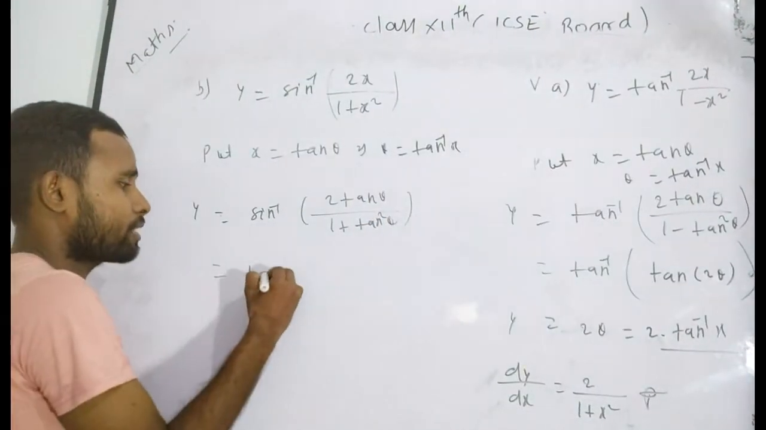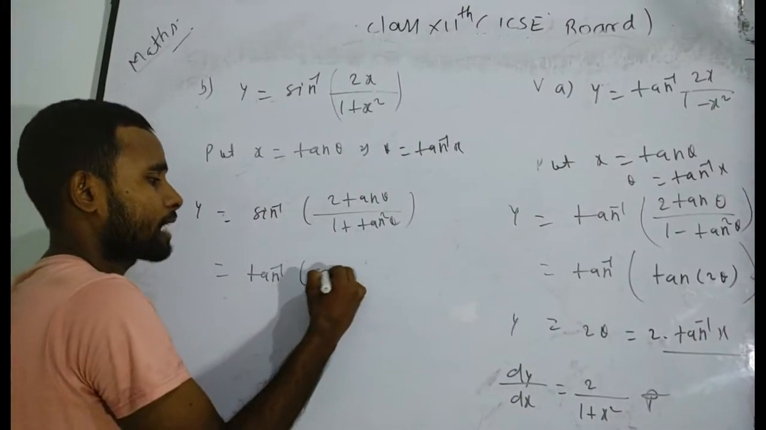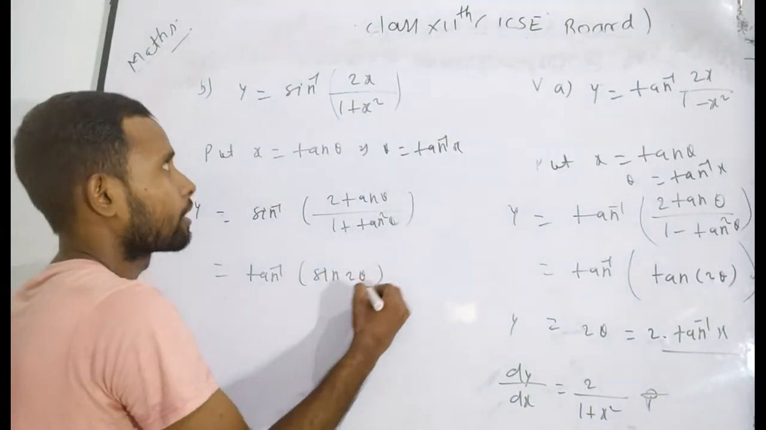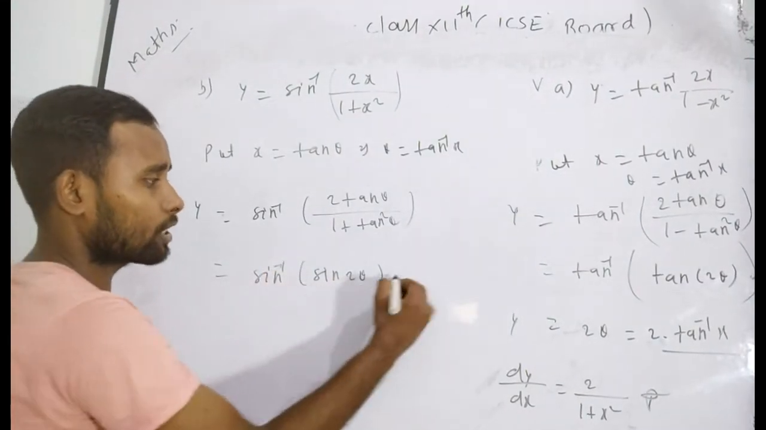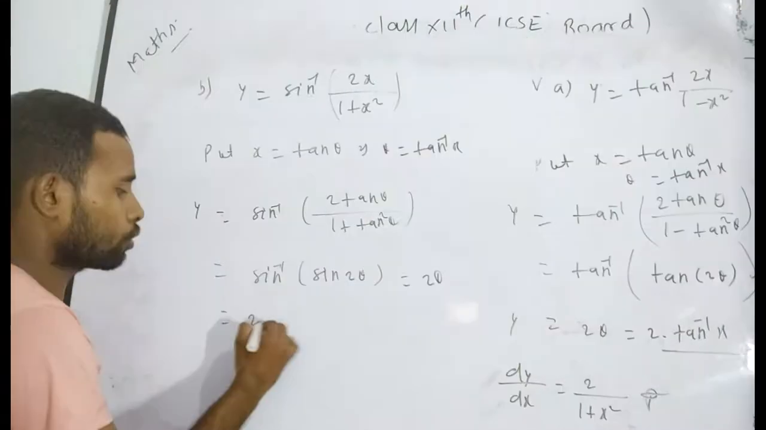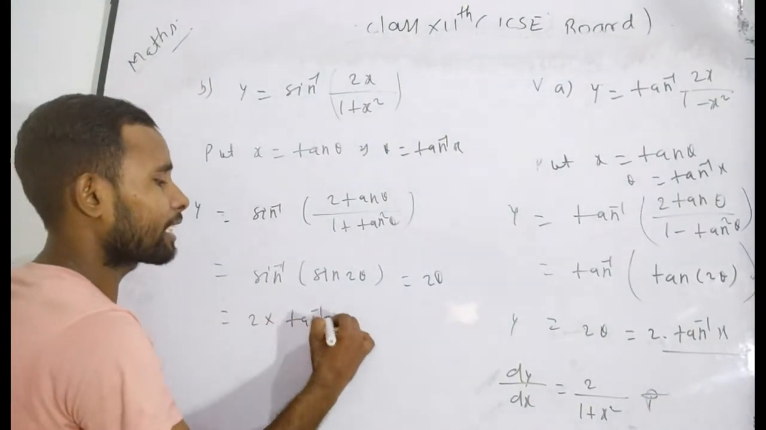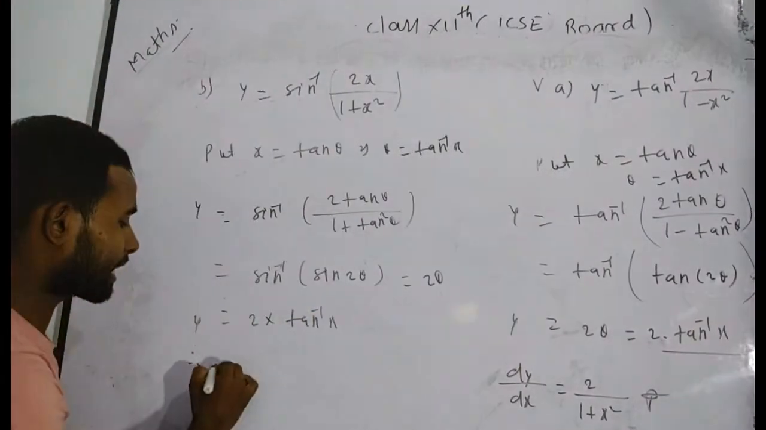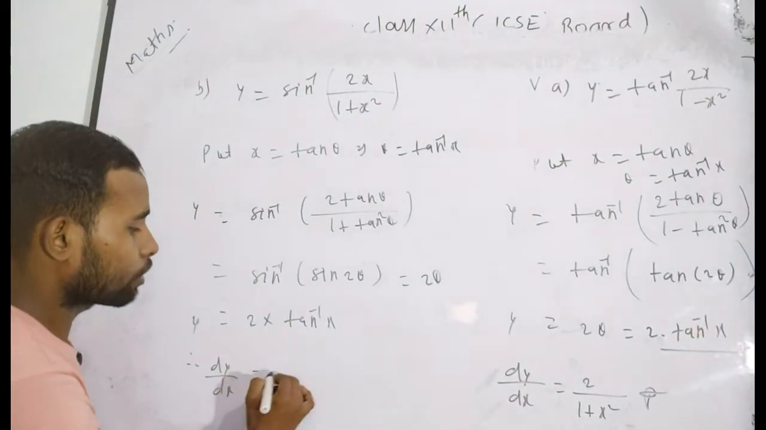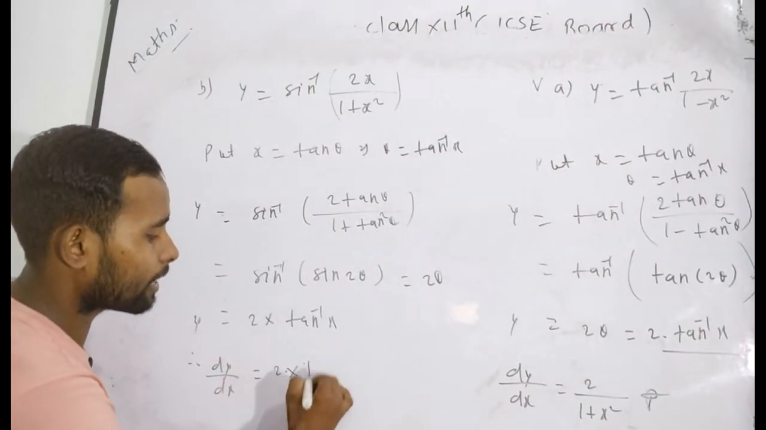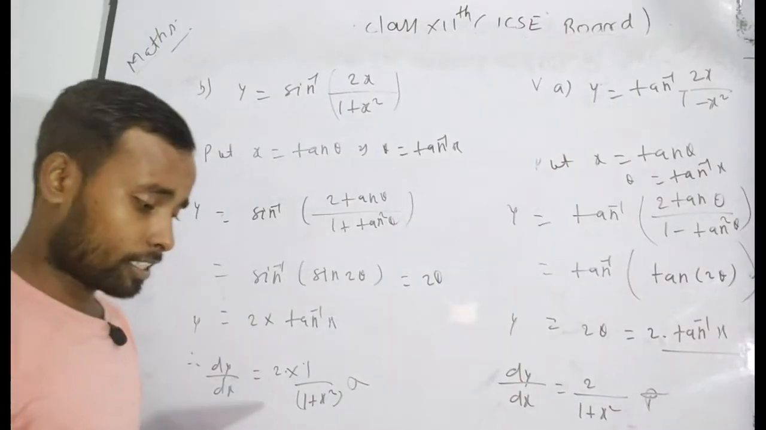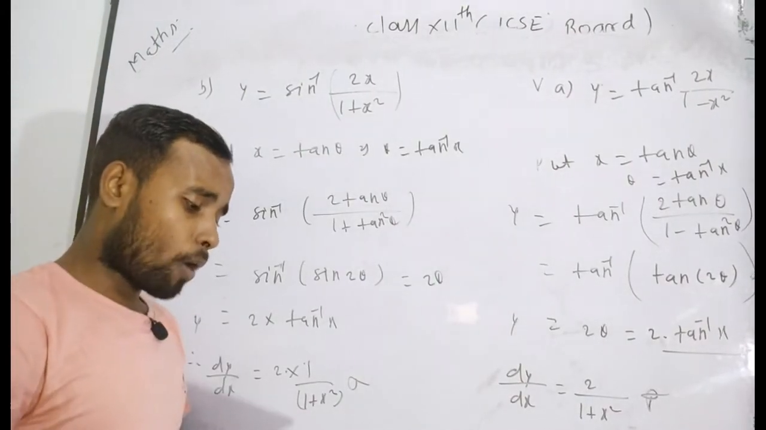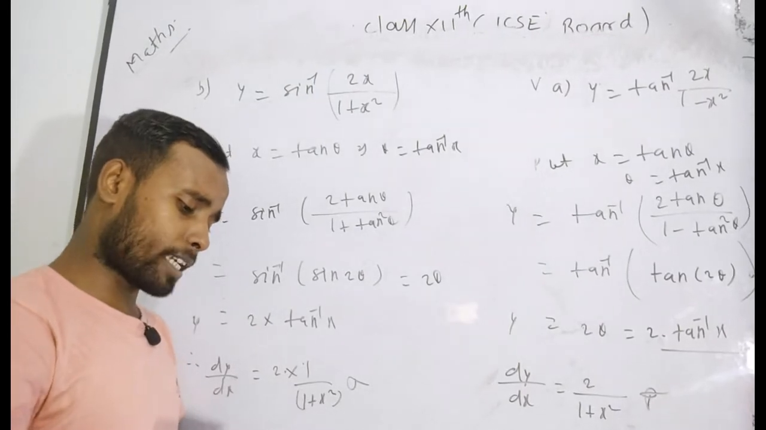Now, if you see it, it will be sin inverse sin 2 theta. Sin inverse sin 2 theta will be 2 theta. So 2 times theta, where theta is tan inverse x. That means y is equal to 2 tan inverse x. So dy/dx will be what? 2 times the derivative of tan inverse x, which is 1 upon 1 plus x square. So this is your correct answer. This is your 5b.